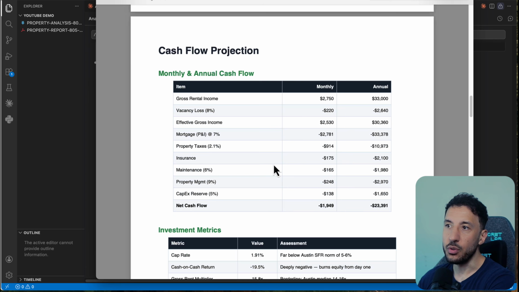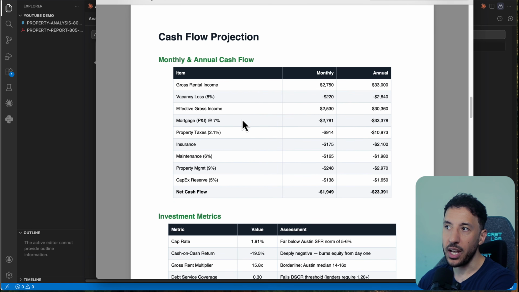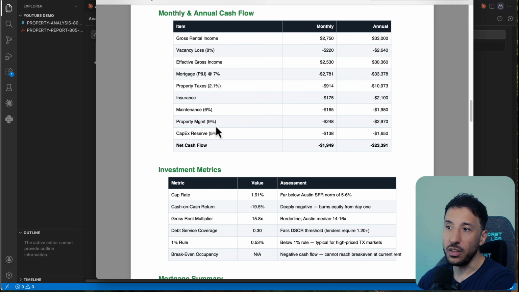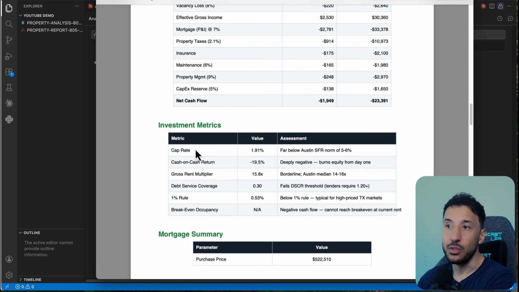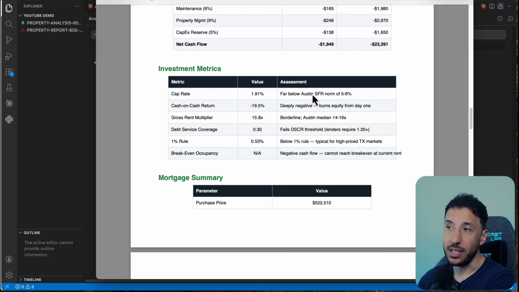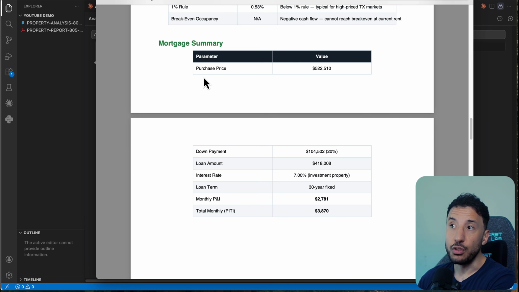At the bottom, it gives you a cash flow projection, monthly and annual cash flow. So it says gross rental income could be $2,750 a month. That's $33,000 a year. Vacancy loss is 80%. It gives you effective gross income, mortgage, P&L, property taxes, insurance, all of the different metrics and numbers you need. You've got the investment metrics table here. It gives you the cap rate, the cash on cash return, the gross rent multiplier, and all of the assessments as well in there. It gives you the mortgage summary, right?